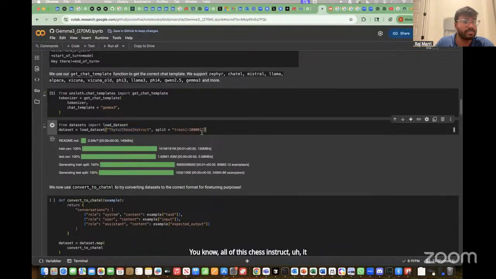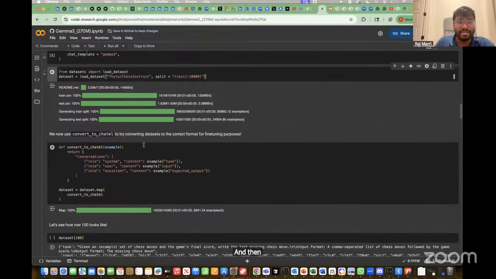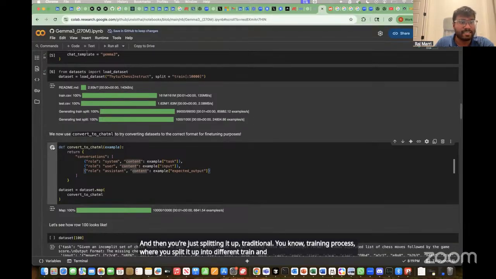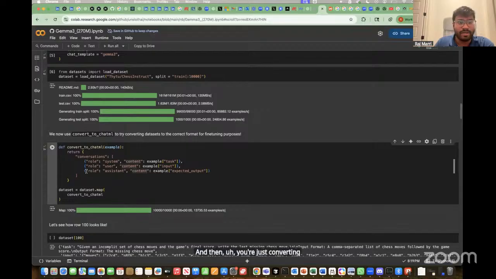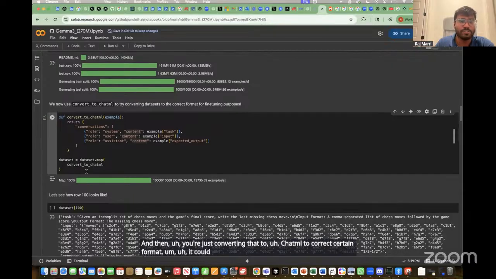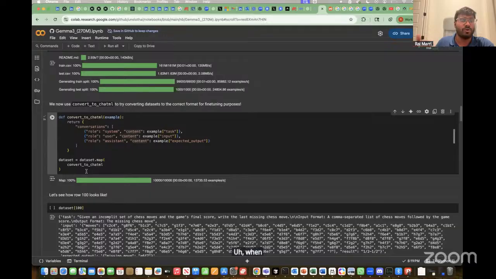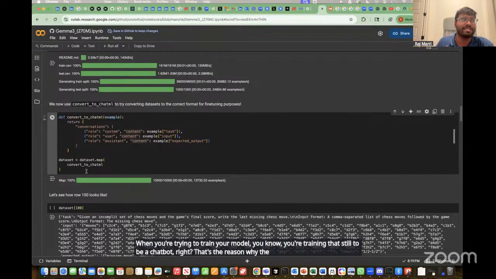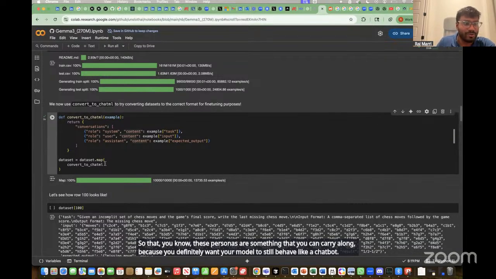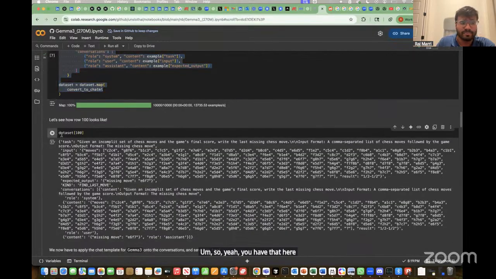It has 10,000 examples, and then you're just splitting it up, a traditional training process, where you split it into different train and test datasets, and then you're converting that to ChatML to correct a certain format. Because when you're trying to train your model, you're training it still to be a chatbot, right? That's the reason why the data format has different personas, like system, user, and assistant, so that these personas are something you can carry along, because you definitely want your model to still behave like a chatbot. So yeah, you have that here. And then if you want to look at the dataset, there you go.